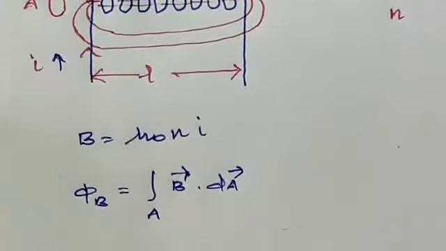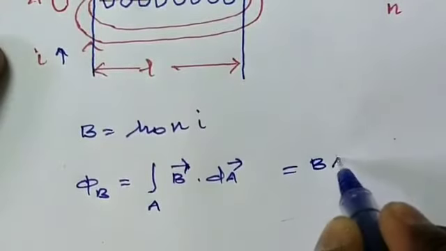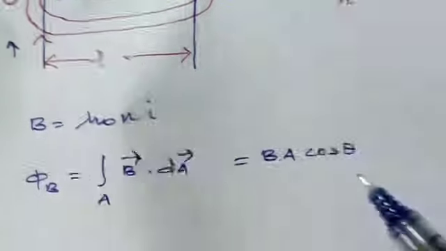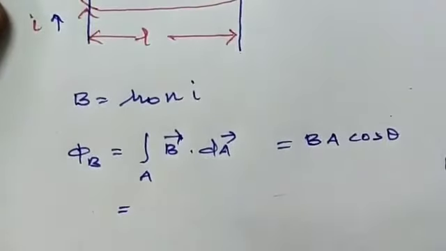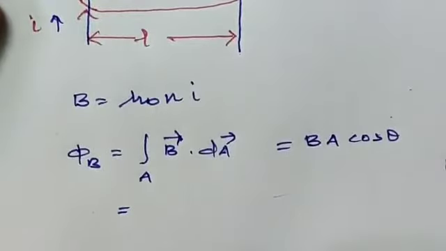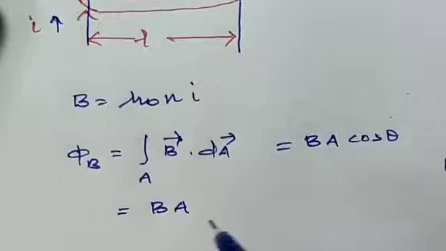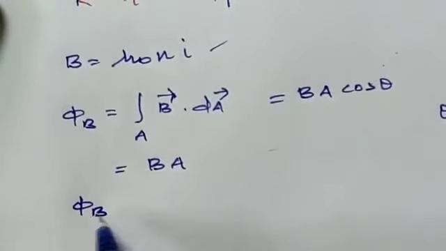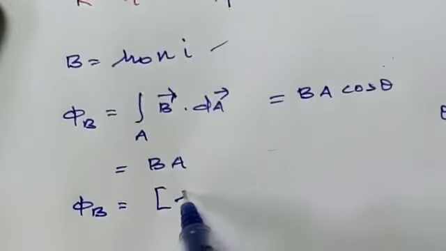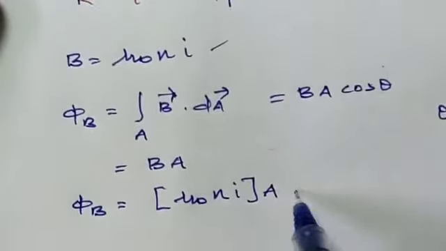Now here we can use theta. That means it is B A cos theta. Here theta is 0 degree. So finally we get the magnetic flux passing through each turn as BA. Now substituting the magnetic field value, phi B equal to mu naught n I into A.